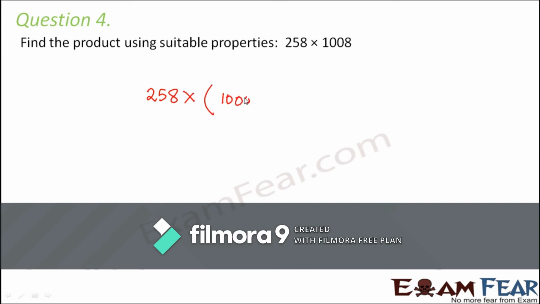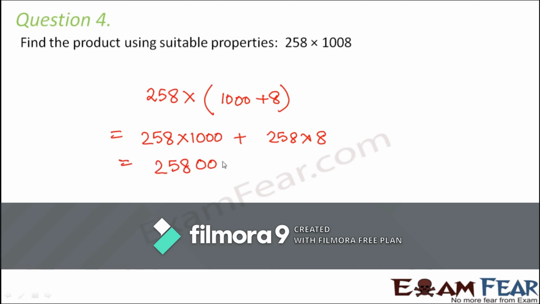So we can write 1008 as 1000 plus 8, because the moment we introduce terms with zeros, our calculations become simpler. So by distributive property, this would be 258 into 1000 plus 258 into 8. So this would be equal to 2,58,000 plus 258 into 8 would be 2064. So when you add these two, you get 260064. That is 2,60,064.